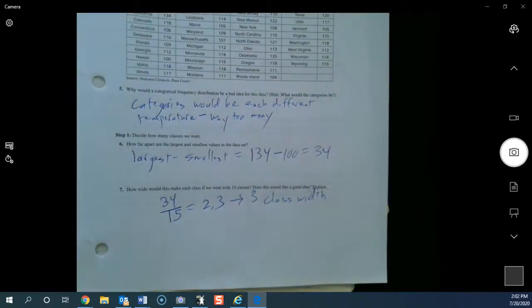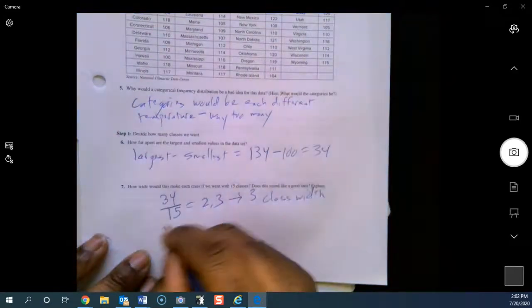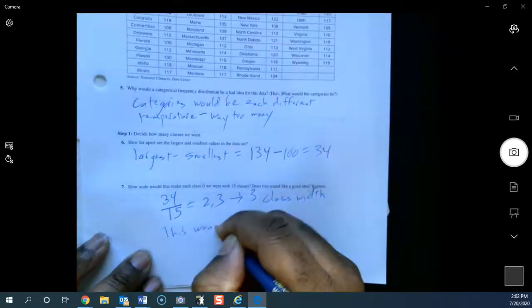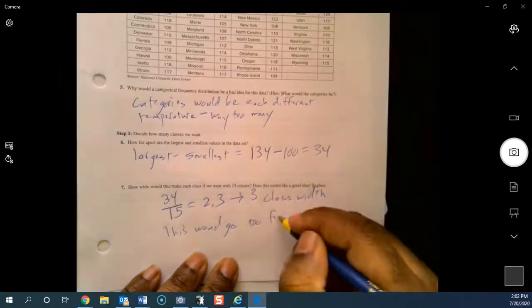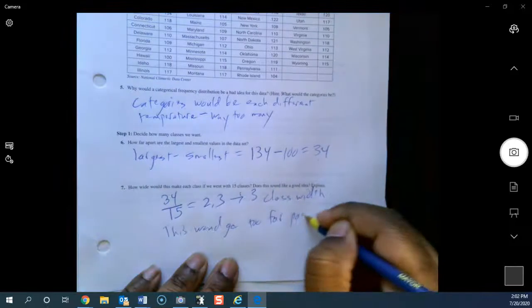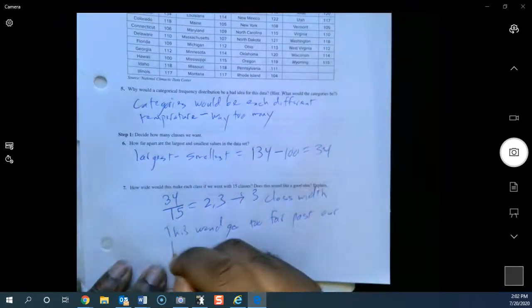Now it says, does this sound like a good idea? This would go too far past our largest value.